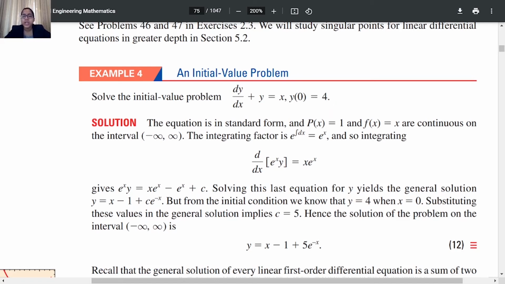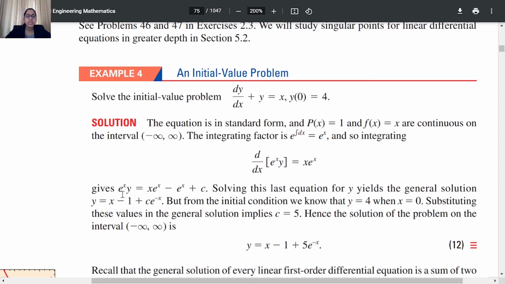So let's just see. We are asked to solve dy by dx plus y is equal to x. This is again in standard form. So what is here? P of x is equal to 1. So what will be our integrating factor? Integrating factor will be e raised to integral of 1 into dx, that is nothing but e raised to x itself. So the solution will be y into e raised to x will be equal to integral of x into e raised to x plus c. So what is the integral of x into e raised to x? x e raised to x minus e raised to x plus c.